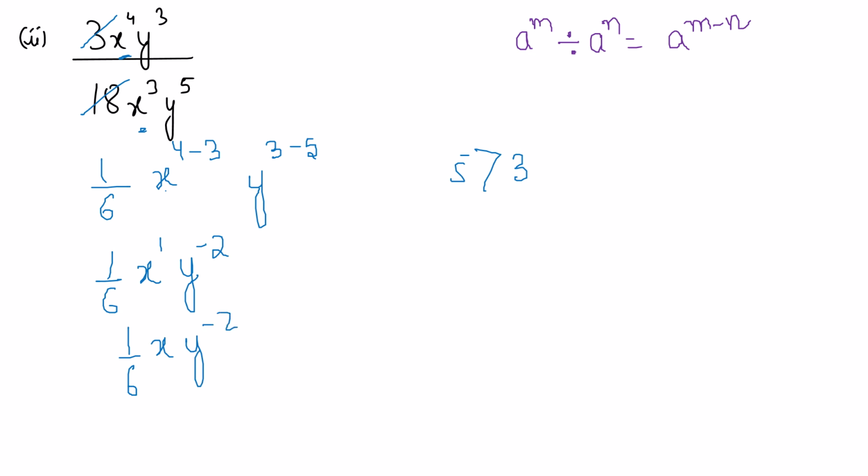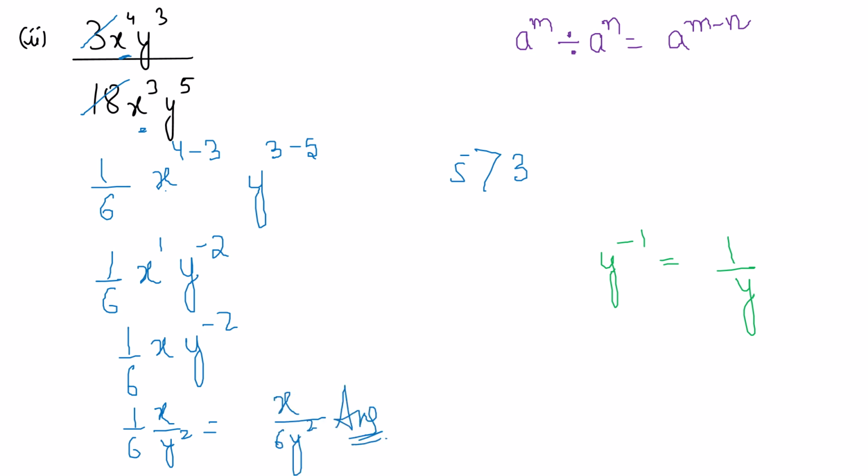Okay, I told you one more rule that if you have y to the power of a negative number, it will become 1 over y. So in the same way, this will happen: 1 over 6 x over y square. So the final answer is x over 6y square. This will be your answer. Is this thing clear? Next one.